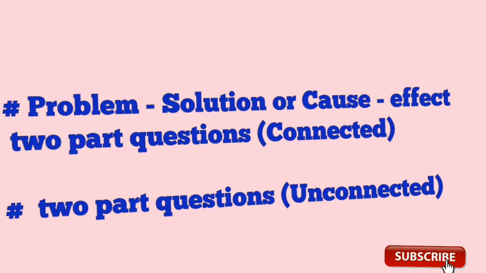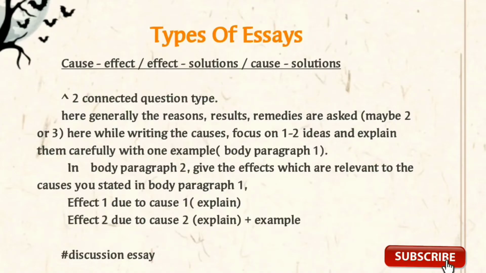Last but not least is the two-part question type. In the two-part question type, the questions can be connected, like cause-effect, effect-solution, cause-solution or problem-solution kind of essays, or the two parts may be unconnected, like cause or effect or solution plus another question. In the connected two-part questions, we generally discuss the reasons or the results and the remedies. Maybe there are two or maybe three, like they can ask the cause, the effect and the solution here, or only cause-effect, effect-solution, cause-solution.